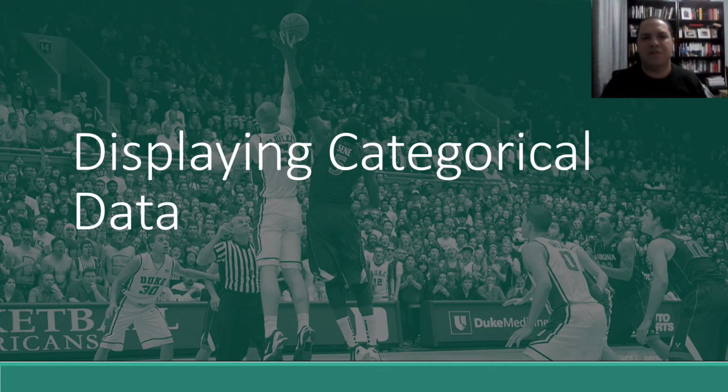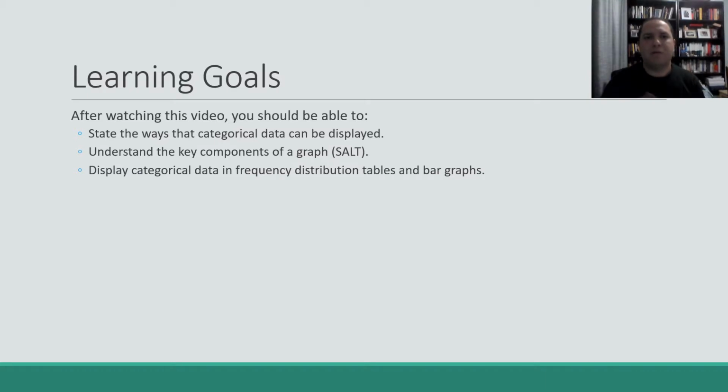Hi students, in this video we're going to look at how to display categorical data. After watching this video you should be able to state the way that categorical data can be displayed. You should be able to understand the key components of a graph and make sure you can include them. We're going to use the acronym SALT to help us remember those components, and then display categorical data in a frequency distribution table and also in a bar graph.